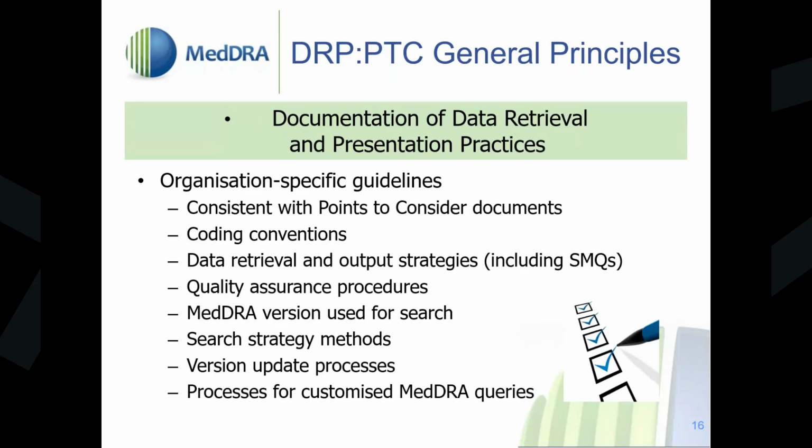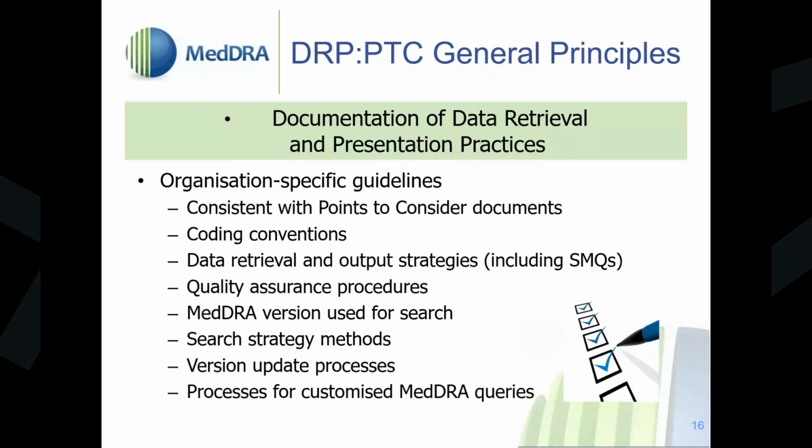So organizations are encouraged to ensure organization-specific guidelines be consistent with the ICH endorsed points to consider document, whether this is for coding or for data retrieval and output strategies, and also to document your quality assurance procedures. Organization-specific strategies being consistent with the points to consider will guide you through the importance of documenting the MedDRA version, for example, that you used for the search. What are your search strategy methods? Are they sufficient enough in detail to be reproducible? How are you approaching versioning? What is your version update processes? What are your processes for creating and maintaining any customized MedDRA query?